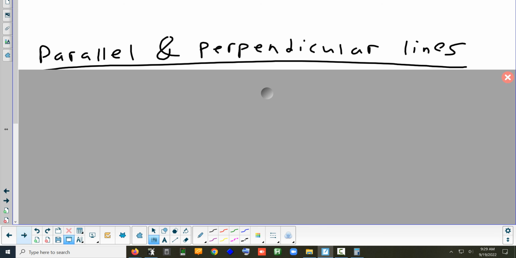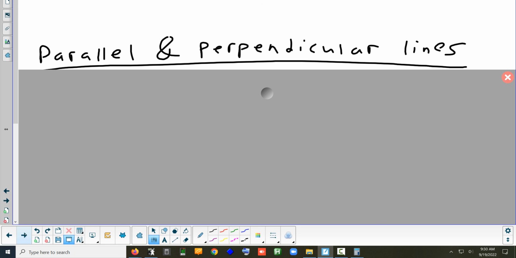When we draw lines, there are two special cases of lines that we can have when we're comparing two lines to each other and looking at their slopes. Does anybody remember when you have two parallel lines, what's the connection between their slopes if they're parallel? Yeah? They're exactly the same. The slopes are the same. And how about the y-intercepts? They're different.